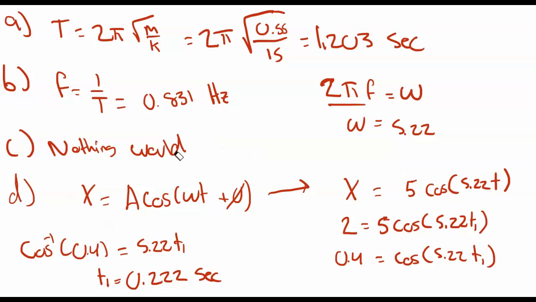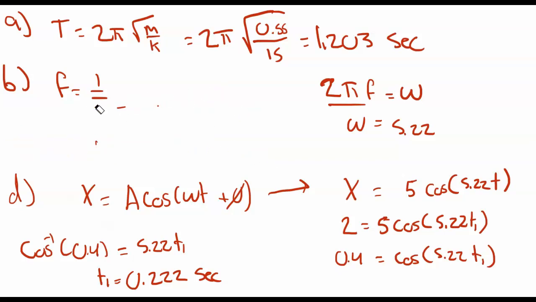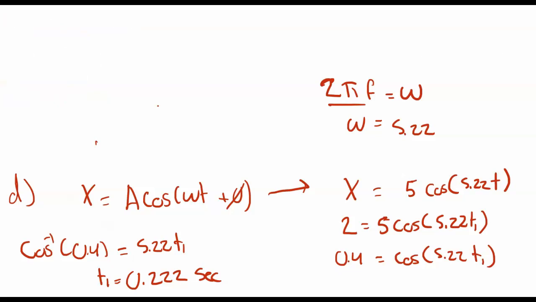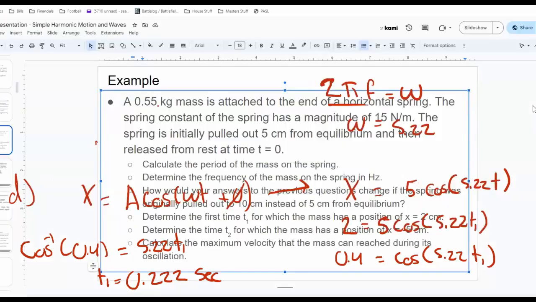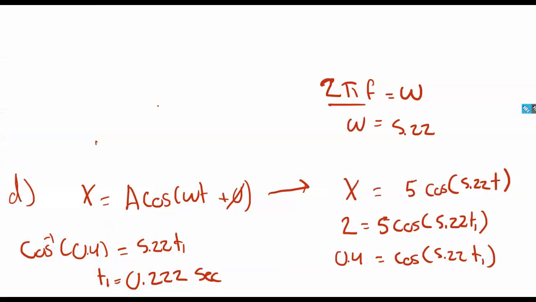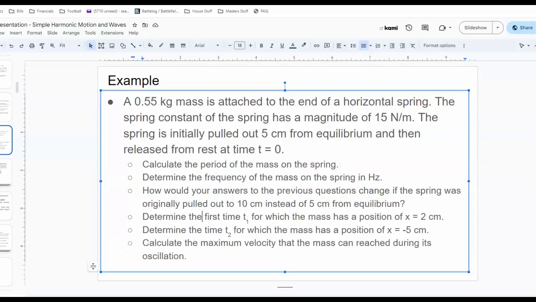Okay, so just to give myself some space, I'm going to erase up here. And then I'm going to take a look at the next question, which is question E. Question E says, determine the time t2 for which the mass has a position of x equals -5 centimeters. In other words, at what time t2 does the mass have a position of x equals -5 centimeters?